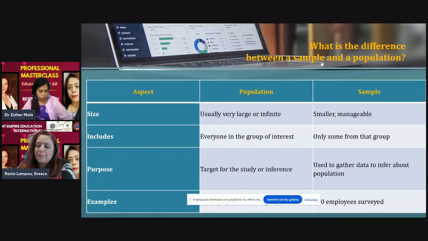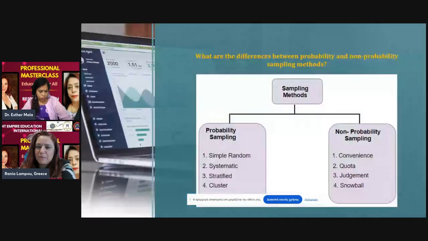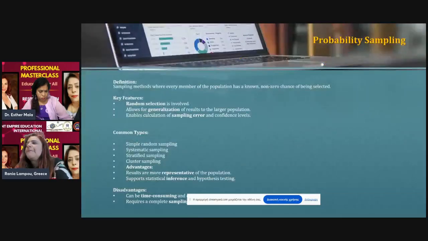Now, what are the differences between probability and non-probability sampling methods? Probability sampling is used when every member of the population has a non-zero chance of being selected. So random selection is involved, and generalization, as I mentioned before. The common types that you need to know about are simple random sampling, systematic sampling, stratified sampling, and cluster sampling.